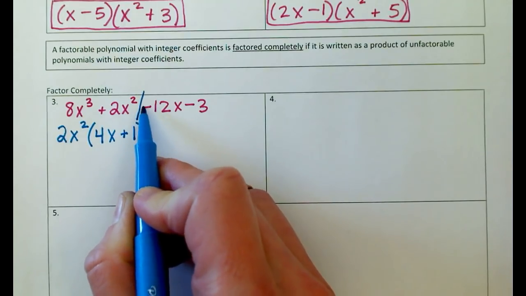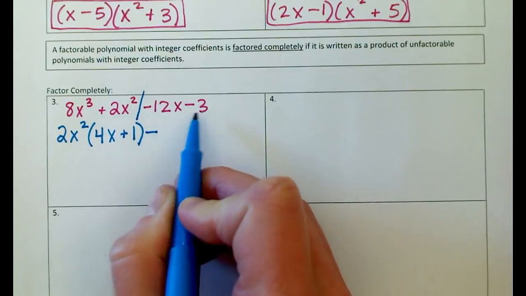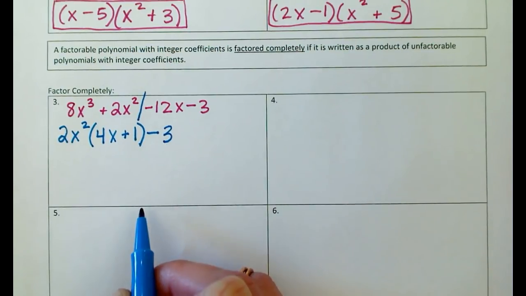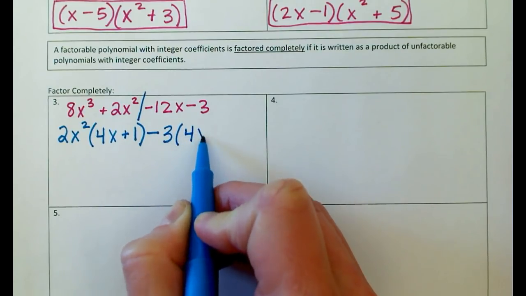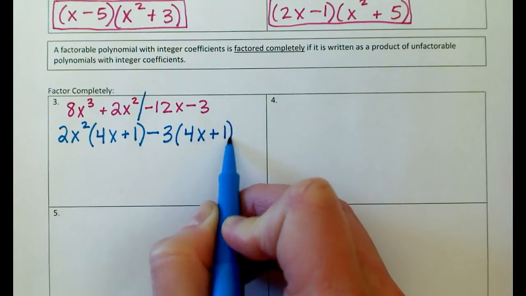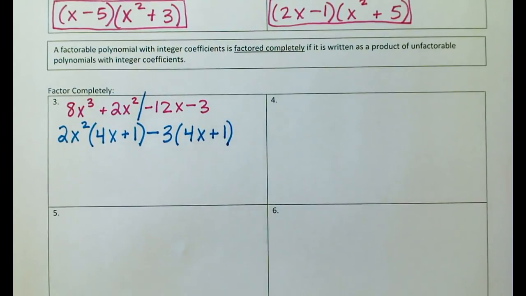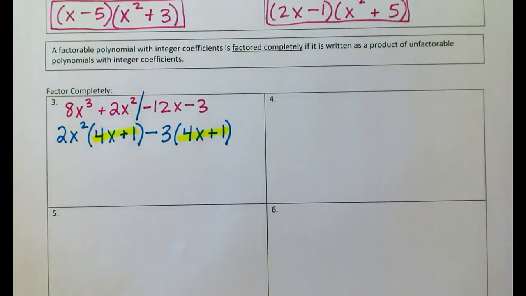So I'm going to start by factoring out this negative, and then between 12 and 3, I've got 3 in common. This would leave behind a positive 4x, and here with this negative 3, a positive 1. Notice once again, I have gotten these terms to match. That means you're on the right track.